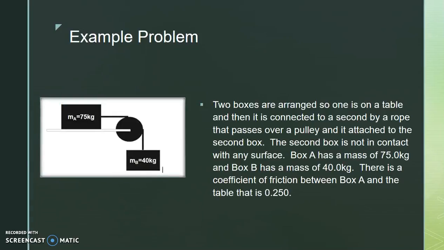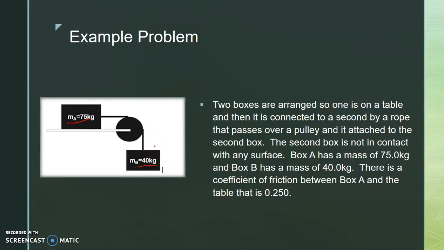Okay, so we're going to jump right into an example problem. It says the two boxes are arranged so one is on a table and it is connected to a second box by a rope that passes over a pulley. The second box is not in contact with any surface. Box A has a mass of 75 kilograms, and box B has a mass of 40 kilograms.